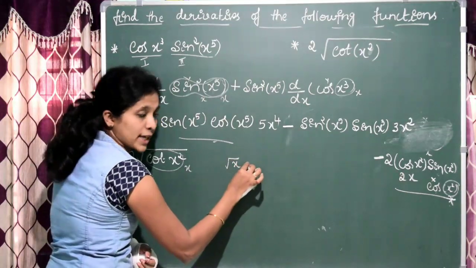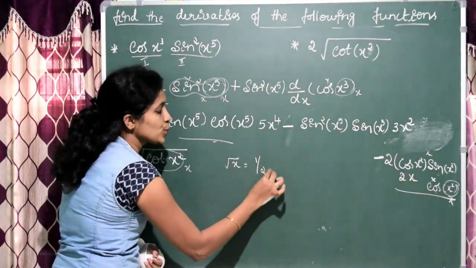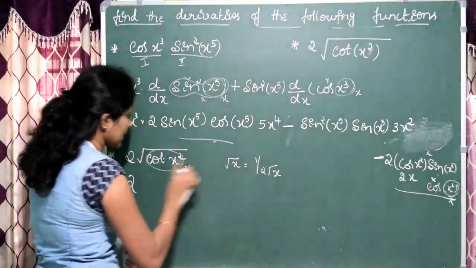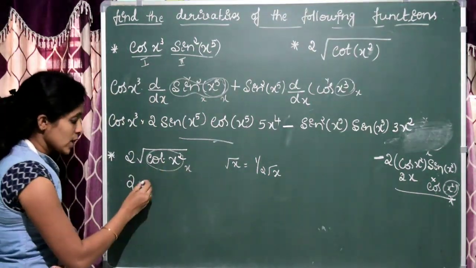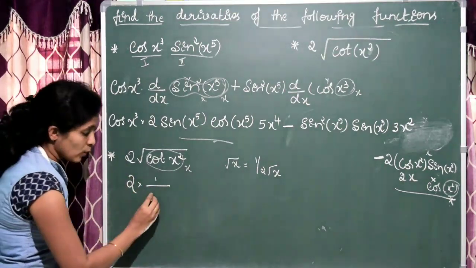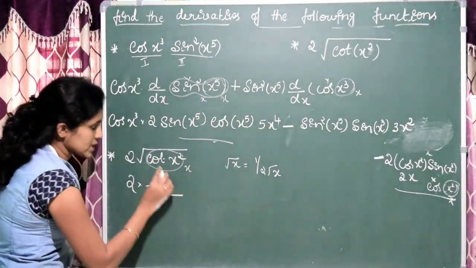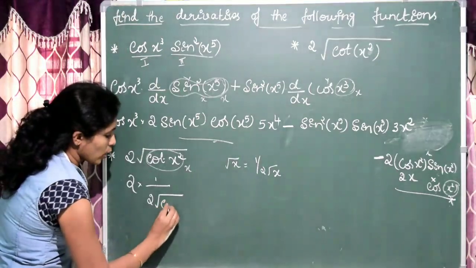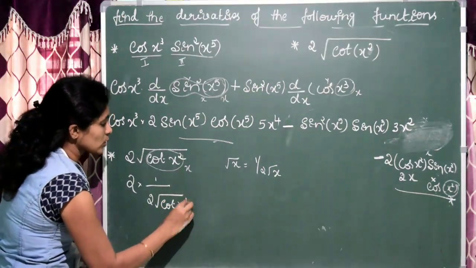What is the derivative of root x? It will be equal to 1 by 2 root x. But in the place of x, here we have cot x square. So this is now 1 divided by, I hope you are understanding this one, 1 by 2 root of, what is x? Cot of x square. Cot x square. So this root is done, right?